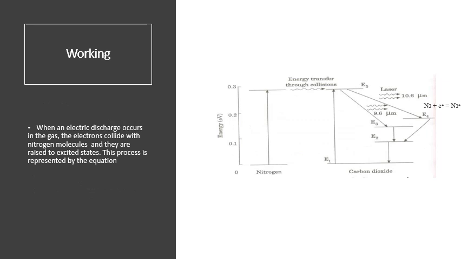When an electric discharge occurs in the gas, the electrons collide with nitrogen molecules and raise these nitrogen molecules to an excited state. This is called absorption. Actually, as I told you, here we transfer the energy. First, we excite nitrogen, and this nitrogen transfers its energy to CO2, and then we get laser action.